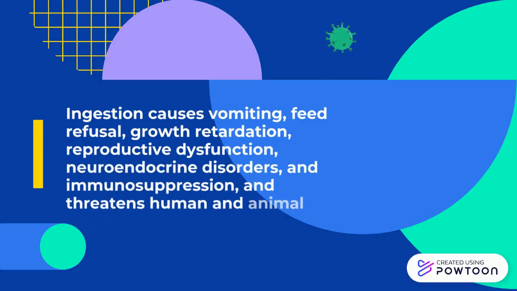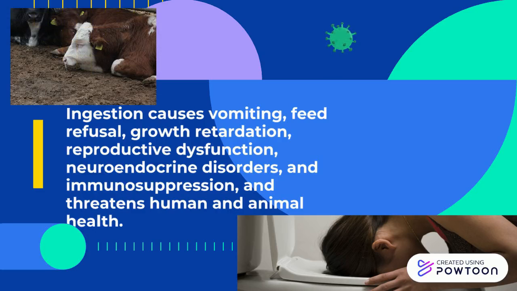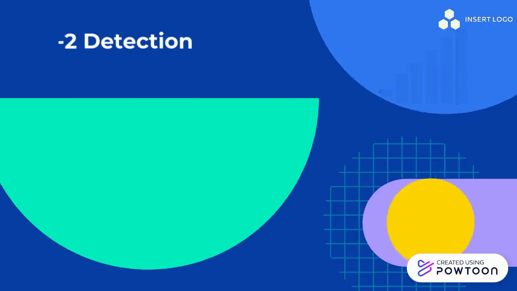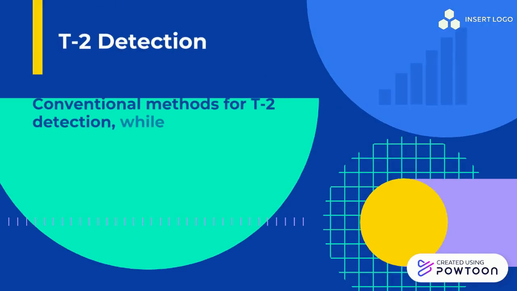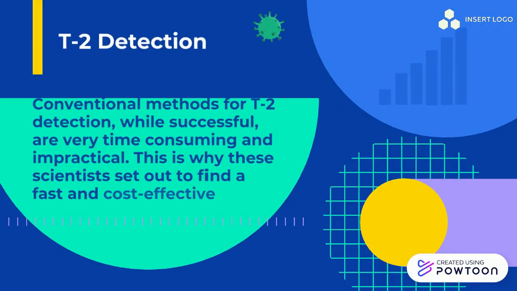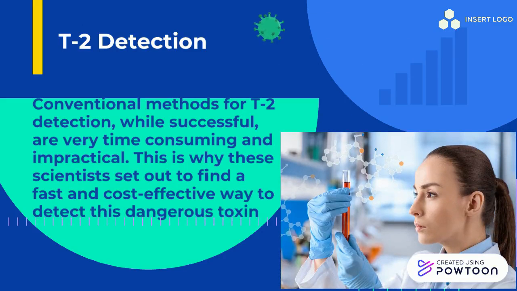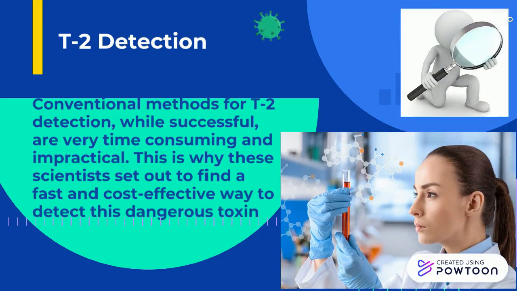Ingestion of T2 causes vomiting, feed refusal, growth retardation, reproductive dysfunction, neuroendocrine disorders, and immunosuppression, and has been linked to diseases threatening human and animal health. Conventional methods for T2 detection, while successful, were time-consuming and complicated, which limited their real-life applications. As a result, these scientists set out to find a fast and cost-effective way to detect this dangerous toxin.